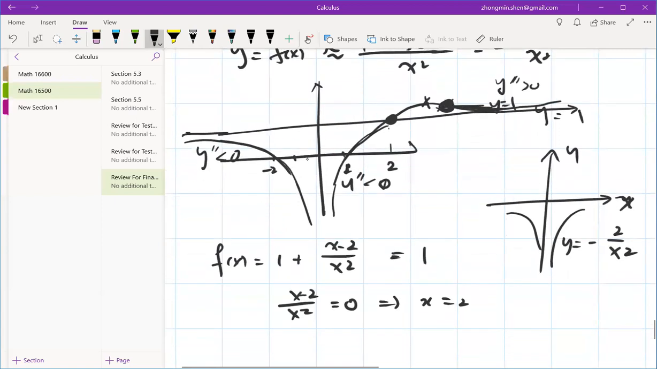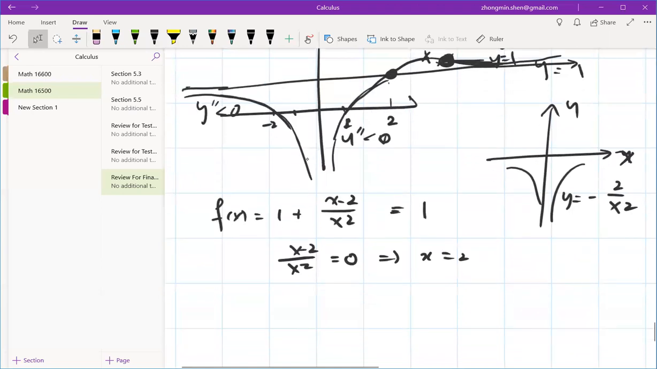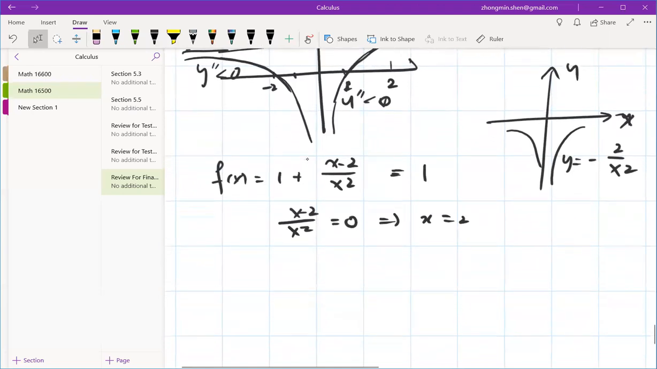So from the graph I got, I know there's one absolute maximum value. Then there's one point of inflection. In order to find that, we have to find a derivative and a second derivative. Okay, let's do it. How to find a derivative? Which expression we have to use?